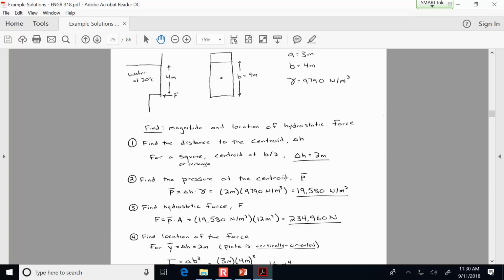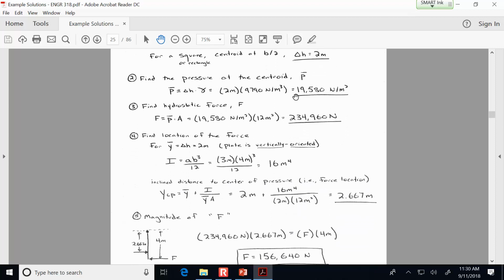All right, step 4, let's find the location of the force. Since it's vertically oriented, y bar is the same thing as delta H, because here's the centroid, and if we go from the centroid up to the surface, that's 2 meters, and the inclined distance from the centroid to the surface is also 2 meters. Since it's not at an angle, delta H and y bar are the same because it's vertically oriented.